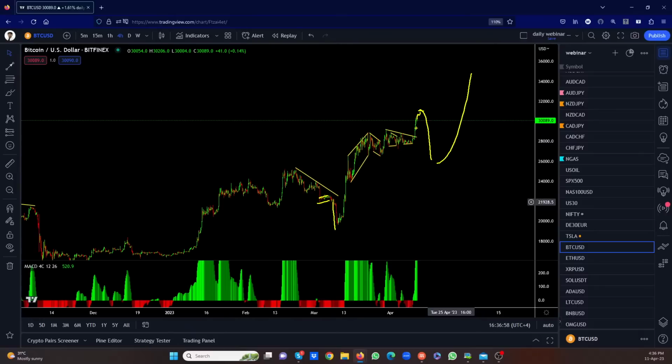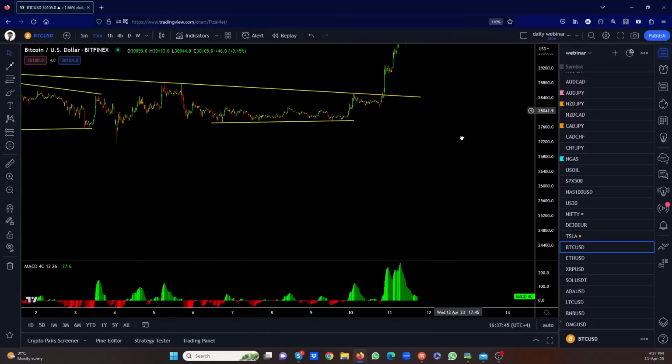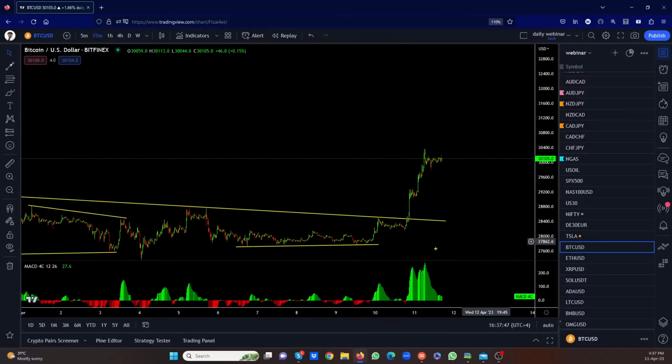So let's say you missed this up move. Why worry? It will pull back. I can almost guarantee you with a 95% probability on my side that it will pull back at some point. And then if you miss that, you can buy it back here. So you might as well wait for the pullback. But since you trade on the 15 minutes and on the 1 hour, you can trade these pullbacks. You can trade this pullback. You can trade this pullback.